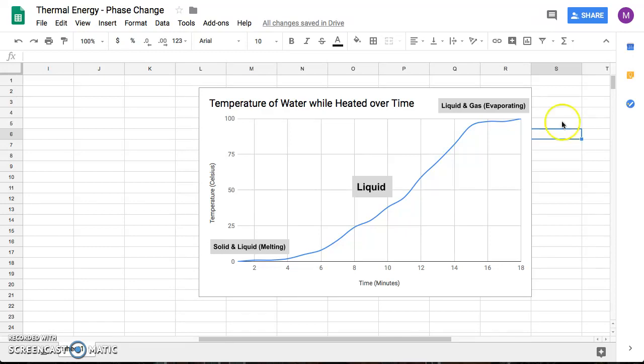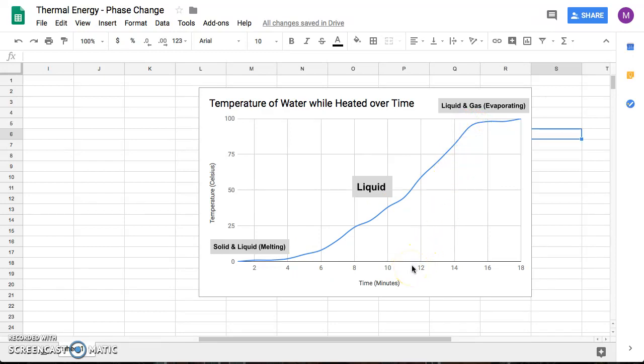If we look at our graph, our two phase changes are here at the beginning, where we're melting, and here at the end, where we're evaporating. We're going from a solid to a liquid, or a liquid to a gas. At those spots, is temperature increasing very much? The answer is no. Temperature is barely increasing. But when it's a liquid, in a single state, notice what temperature does. Temperature is greatly increasing.